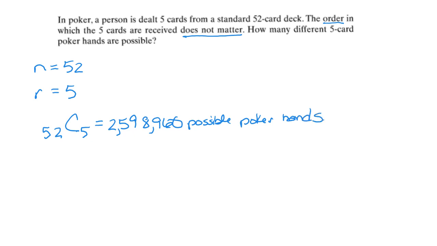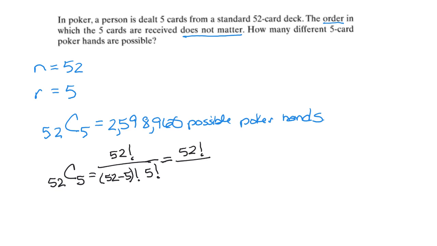All right, so if we had to set this up by hand, I don't know if I'll show all of it, but I'll certainly get started on it. So 52 combination 5. So I have 52 factorial over 52 minus 5 factorial times 5 factorial. So that will leave me with 52 factorial divided by 47 factorial times 5 factorial.